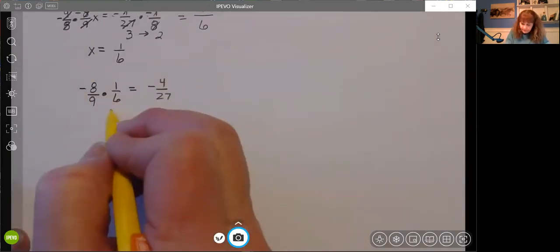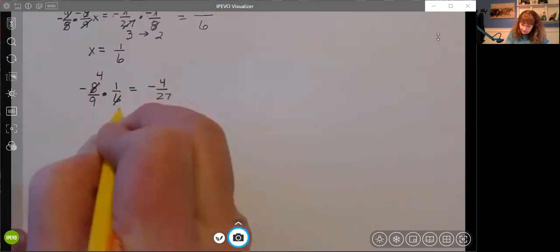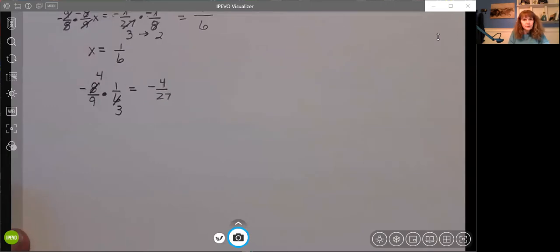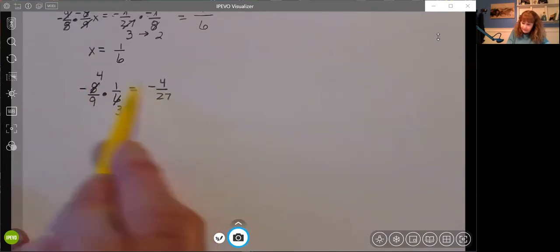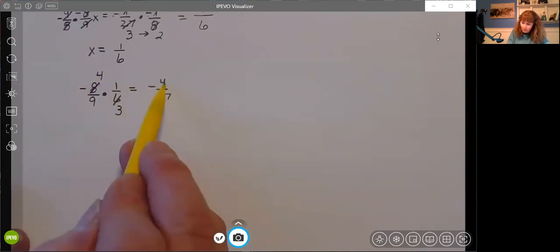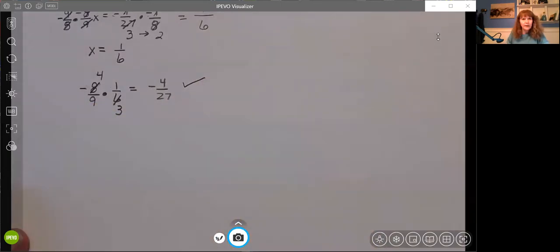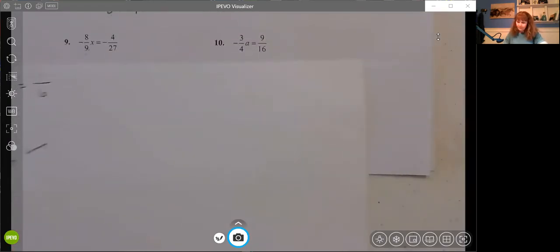Well, let's reduce it. Let's see, 2 goes into here 4 times, 2 goes into here 3 times. Looks like that's all the reducing we can do. A negative times a positive, 1 negative is odd, so it's negative. 4 times 1 is 4, 9 times 3 is 27. So it does check when you put the 1/6 back in. All right, let's do one more.